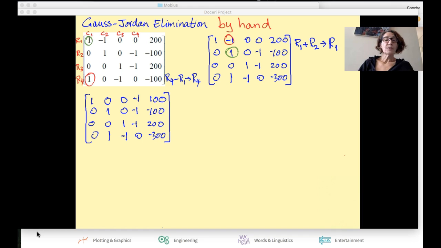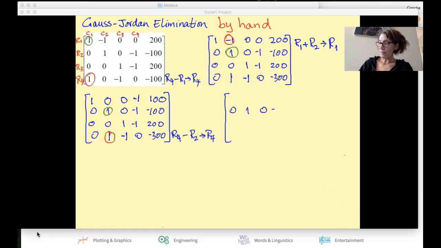So now there's a 0 above my leading 1 in the second row. But if I look below the leading 1 in the second row, I still have another non-zero entry. I have that 1 down in row 4. So I'm going to knock out that 1 using the leading 1 in that column. So I'm going to take row 4, subtract row 2, and that'll be my new row 4.